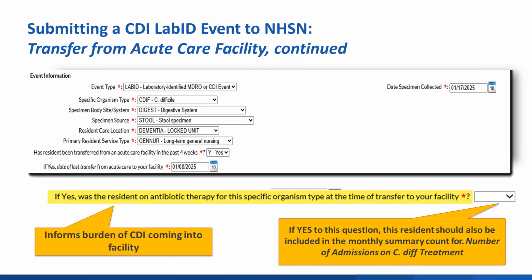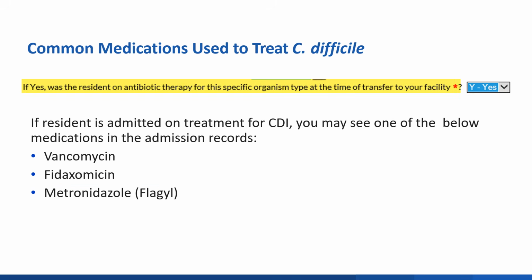You will then need to answer the next question regarding antibiotic therapy for this specific organism at the time of transfer. If yes, the resident should be included in the admission count for treatment on the monthly summary form. As a surveillance measure, this will inform facilities of any CDI burden coming into their facility. If the resident is on antibiotic treatment for C. diff, you may see some of these common medications prescribed for treatment: vancomycin, fidaxomicin, metronidazole.